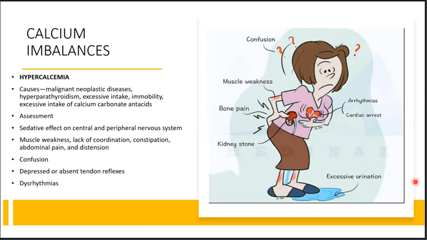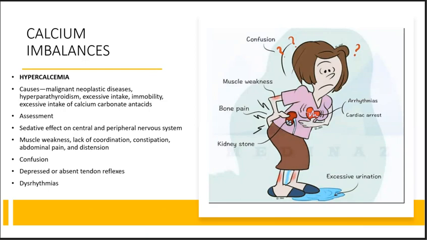So in terms of assessment, what do we see in our clients? We're going to see confusion in this client. There's going to be muscle weakness, there's going to be bone pain, like we said, kidney stones, and then dysrhythmias, even cardiac arrest. Again, there will be excessive urination in this client. We would also see decreased or absent tendon reflexes in a client with hypercalcemia. And remember, there's this sedative effect on the central and peripheral nervous system.